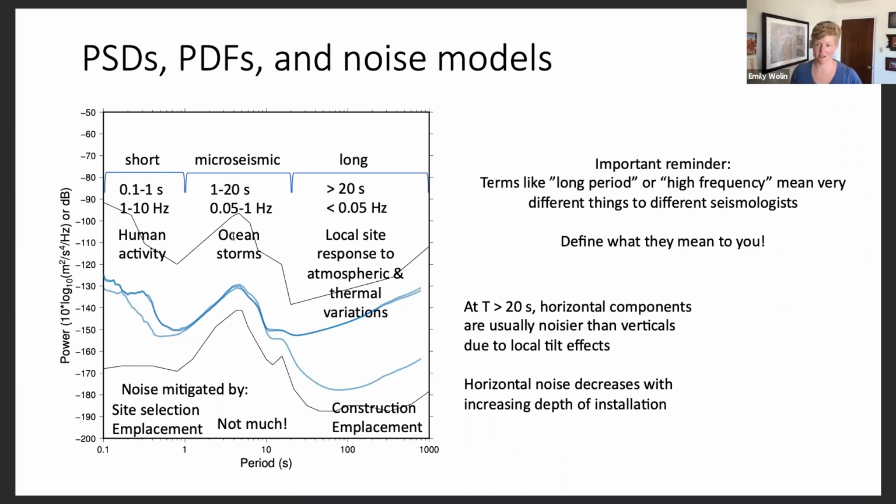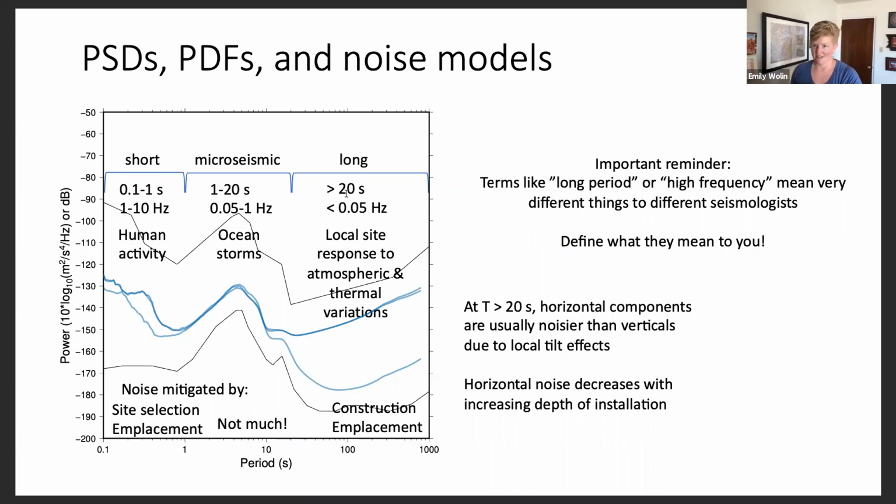This is caused, as I mentioned, by storms in the ocean, waves in the ocean. And you can't do much about this unless you go to Mars. You're going to see it everywhere on Earth. It'll be stronger near coastlines and weaker in continental interiors. But any power spectral density curve you look at on Earth, you're going to see these microseisms.